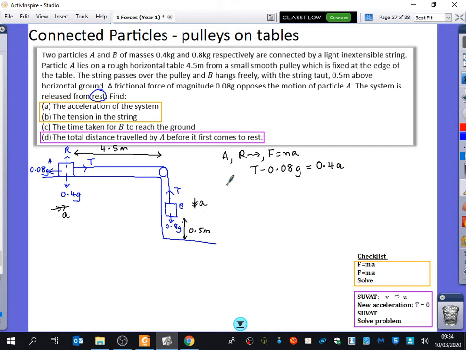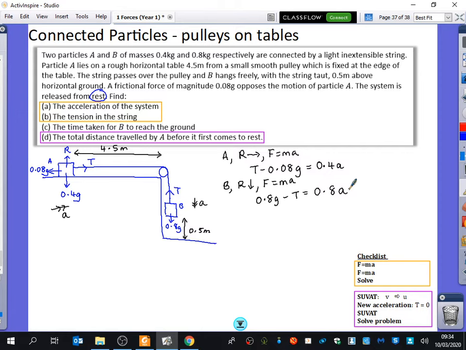Now I'm going to do the same thing for particle B, apart from I'm going to be resolving it which way, up or down? Down, because it's moving down, and that's F equals ma. And so you get 0.8 g minus T equals its mass, which is 0.8 a. Very familiar, okay? We've got this really, really similar setup here.